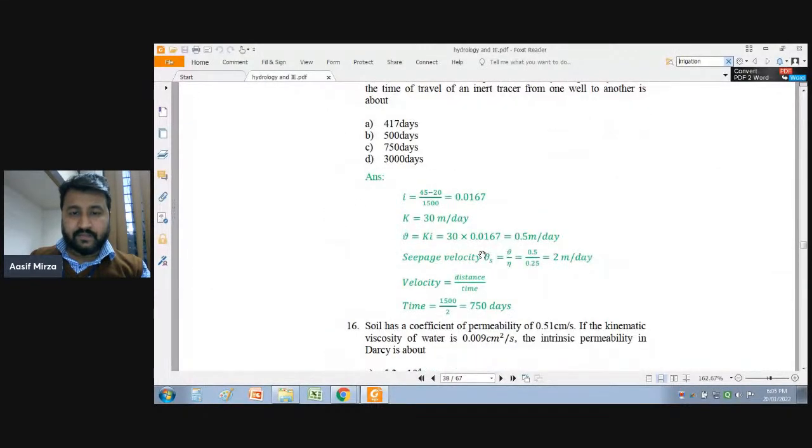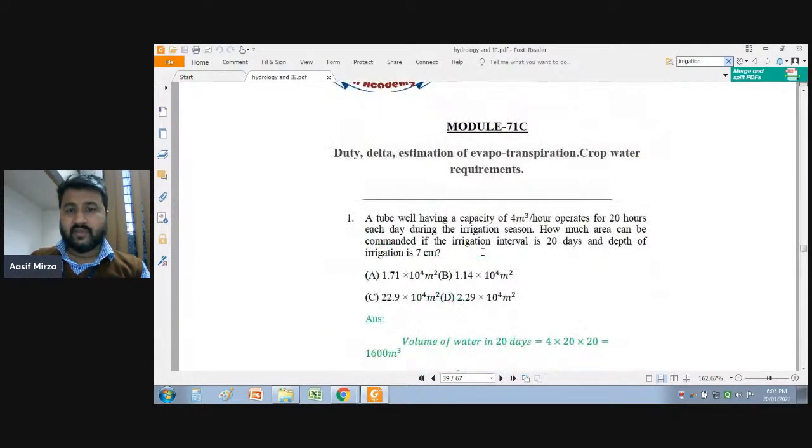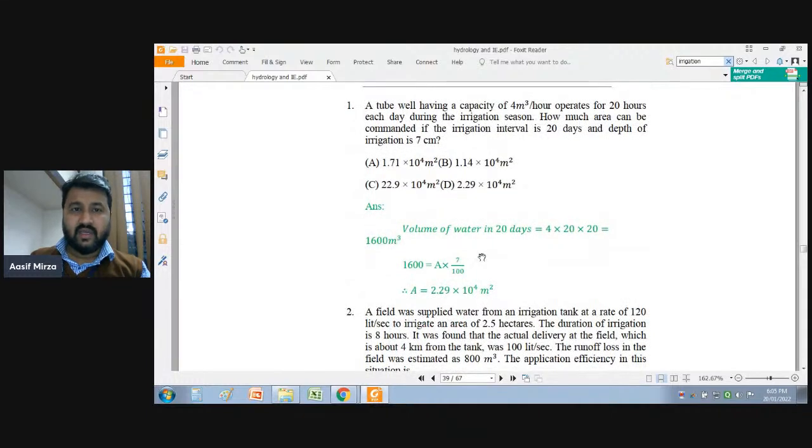Now, this is duty, delta, estimation of evapotranspiration, and crop water requirement. These things we have seen. A tube well having a capacity of 4 meter cube per hour operates for 20 hours each day during the irrigation season. How much area can be commanded if the irrigation interval is 20 days and the depth of irrigation is 7 centimeter? So we have to calculate the area.